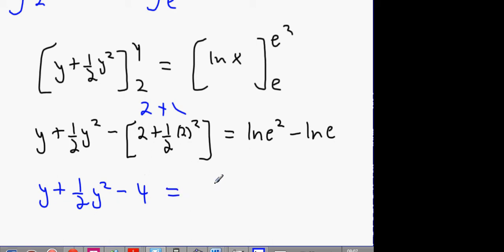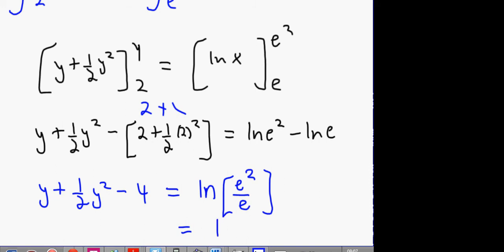Okay, and then we're going to get ln e squared minus ln e, which is going to be the product, isn't it? So it's going to be e squared over e, which is ln e, and ln e is 1. Okay, so that makes it a lot easier now.